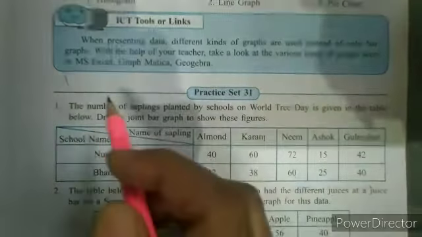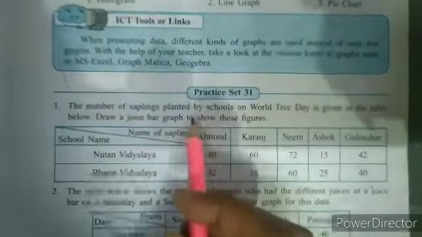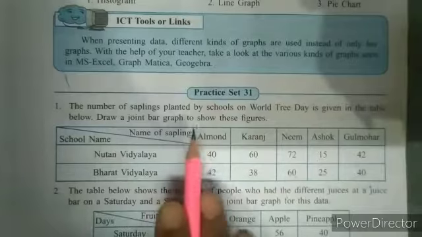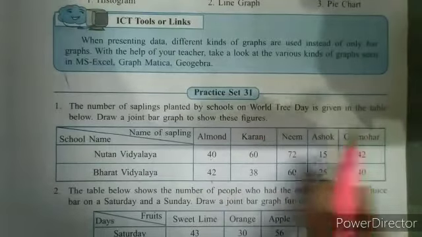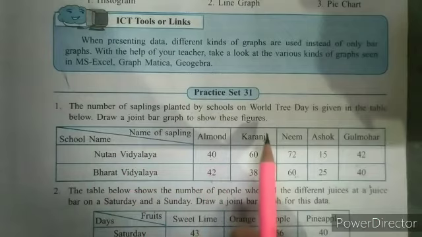So open your textbook page number 53. Read question 1 in practice set 31. The number of saplings planted by schools on World Tree Day is given in the table below. Draw a joint bar graph to show these figures.